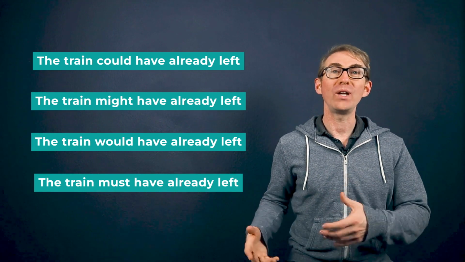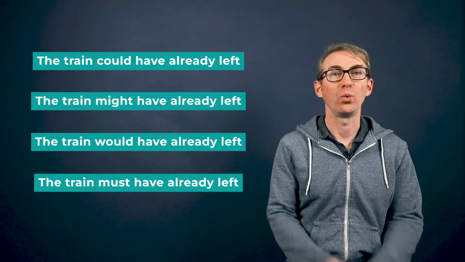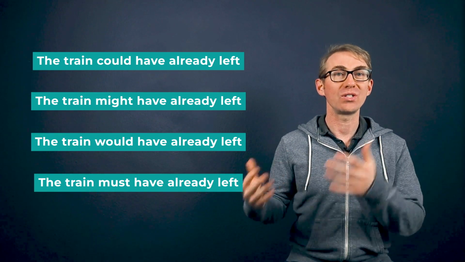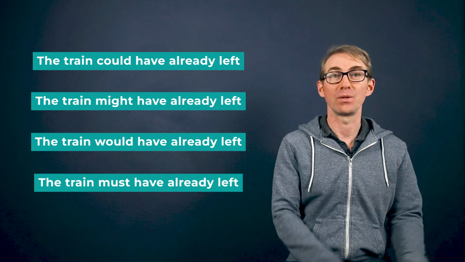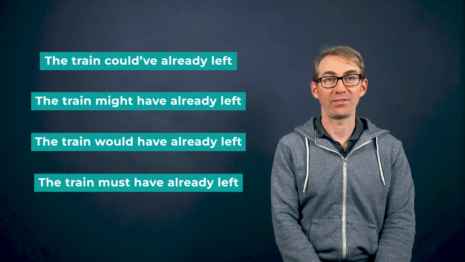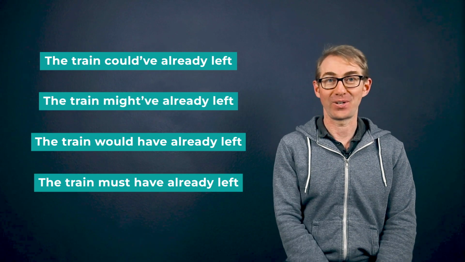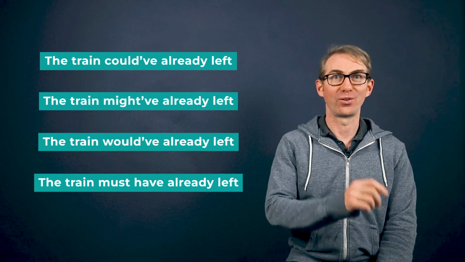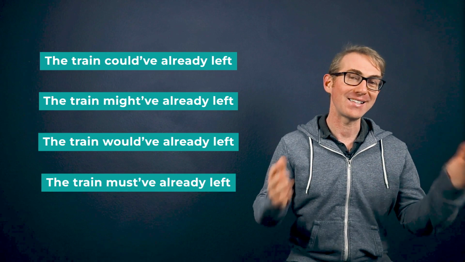And of course, when we have the verb have like this in English with an auxiliary verb, we can also say these in the contracted forms. So the train could've already left. The train might've already left. The train would've already left. The train must've already left.